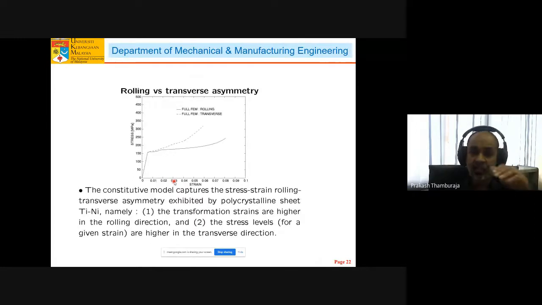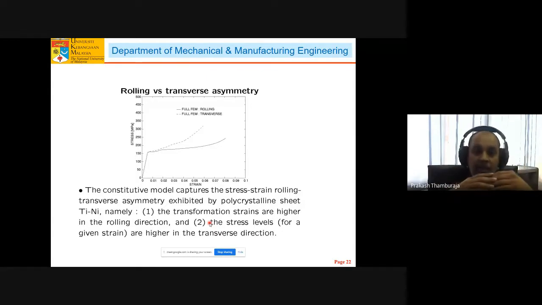And what is more important is that if you plot the numerical responses along the rolling and transverse directions, you can clearly see that the mathematical model is able to duplicate even the rolling-transverse anisotropy in the material as well. So we are able to predict the tension-compression asymmetry in the rod sample, and also the rolling-transverse asymmetry in the sheet sample. For the sheet material, the transformation strains are higher along the rolling direction, and we're predicting that. And the stress levels for actuation are also higher in the transverse direction, and that is also predicted by our mathematical model.